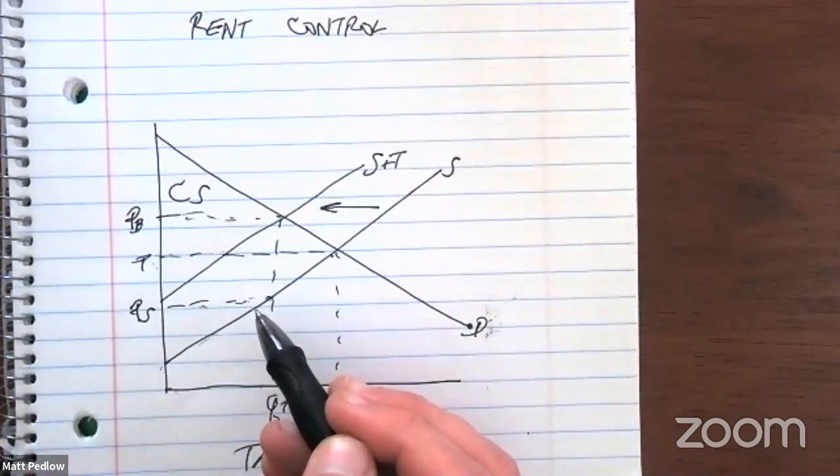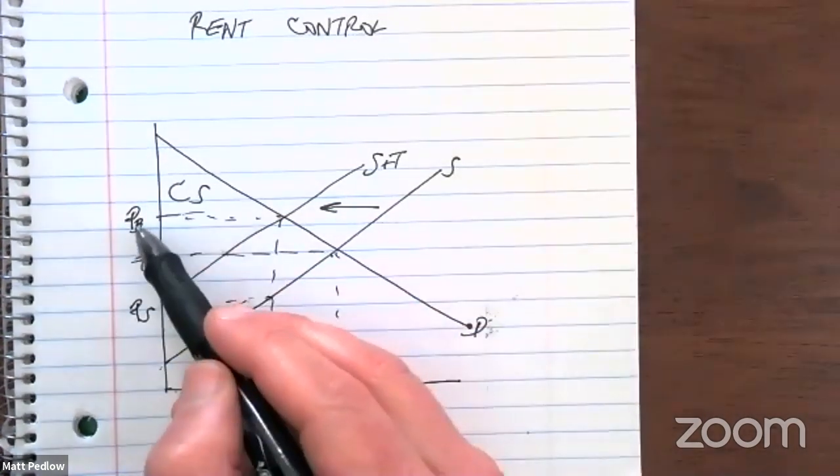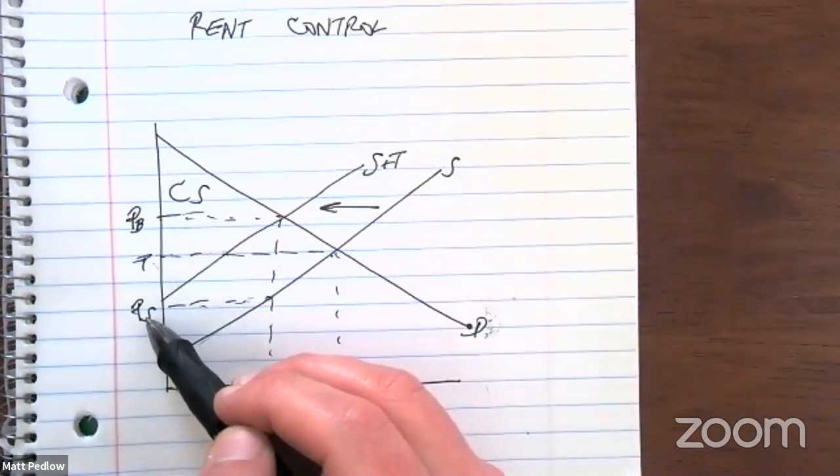So clearly we've lost some surplus. Well, this is a tax. Some of that is going to be made up with government revenue. Hence, it's a tax. So the tax is PB minus PS if it were a per unit tax.